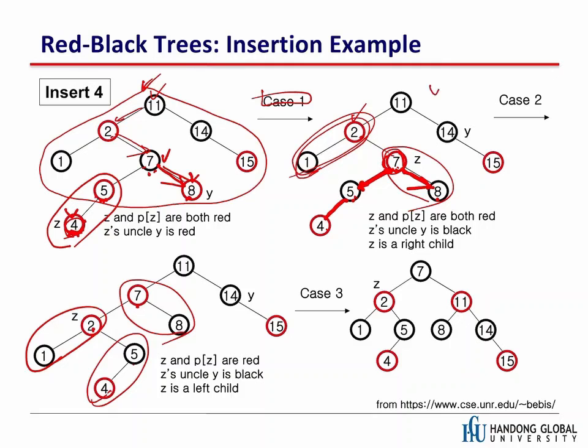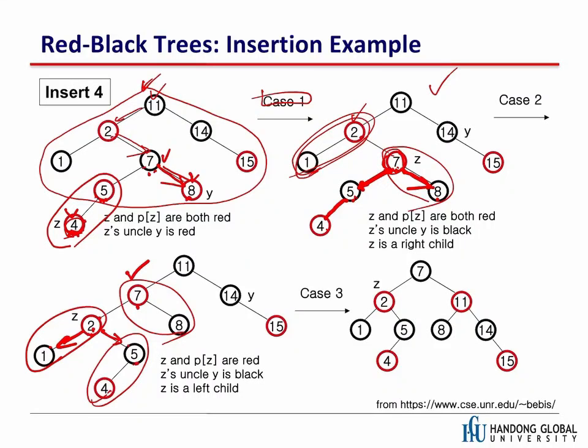Now this one is better than before, but still not perfect, because in this case 7 is not comfortable. 2 is comfortable because it has black children, and in this direction we have the same number of black nodes. 5 is okay, 4 is okay, and 8 is okay, but 7 is not comfortable because the left child of 7 is red, which should not happen, so we have to rotate one more time.